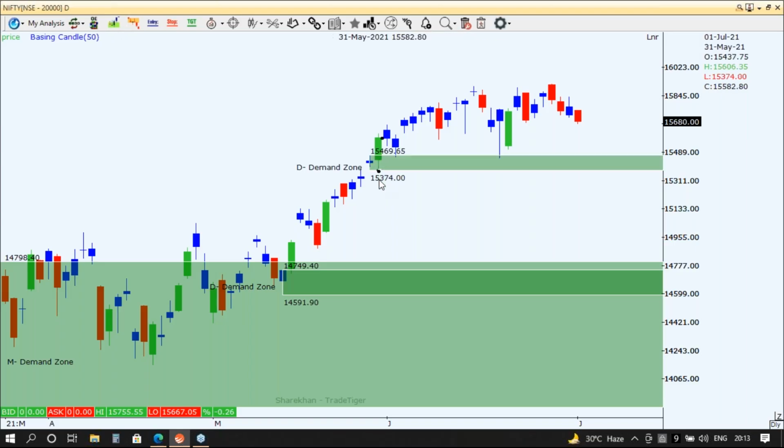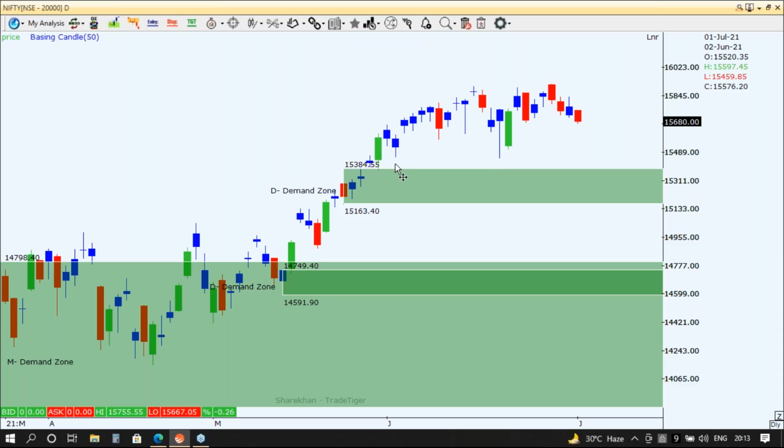Okay, let me check it. I don't see it like that way. This is touched. Again, an outside gap. If you check it wick to wick, yeah, this is also played out. Okay, that's why I'm not giving enough emphasis on these levels over here.